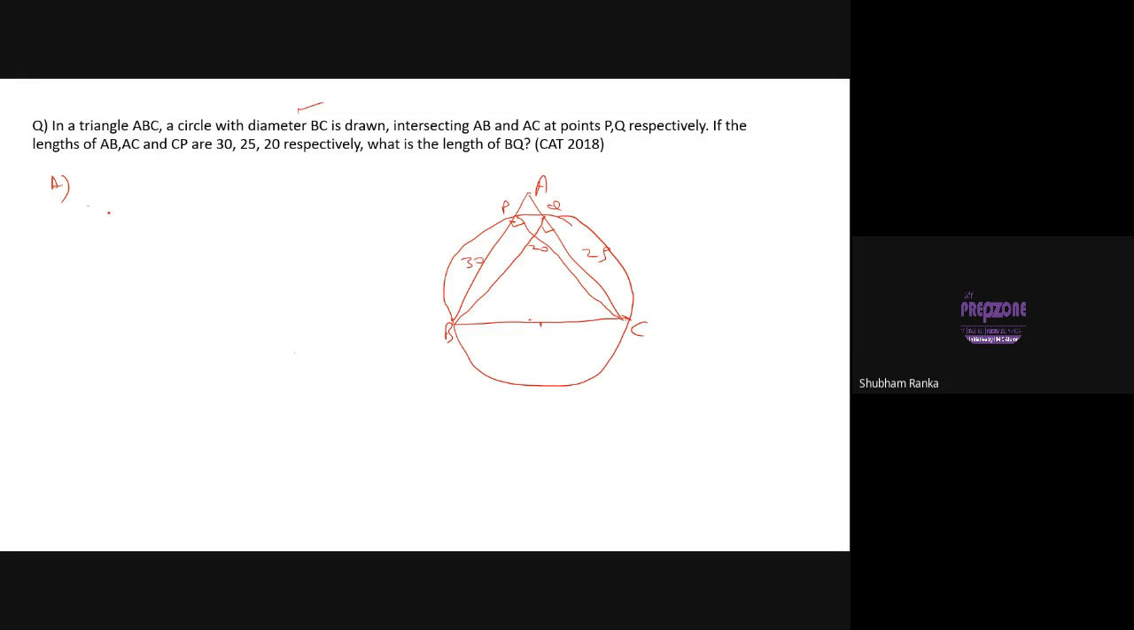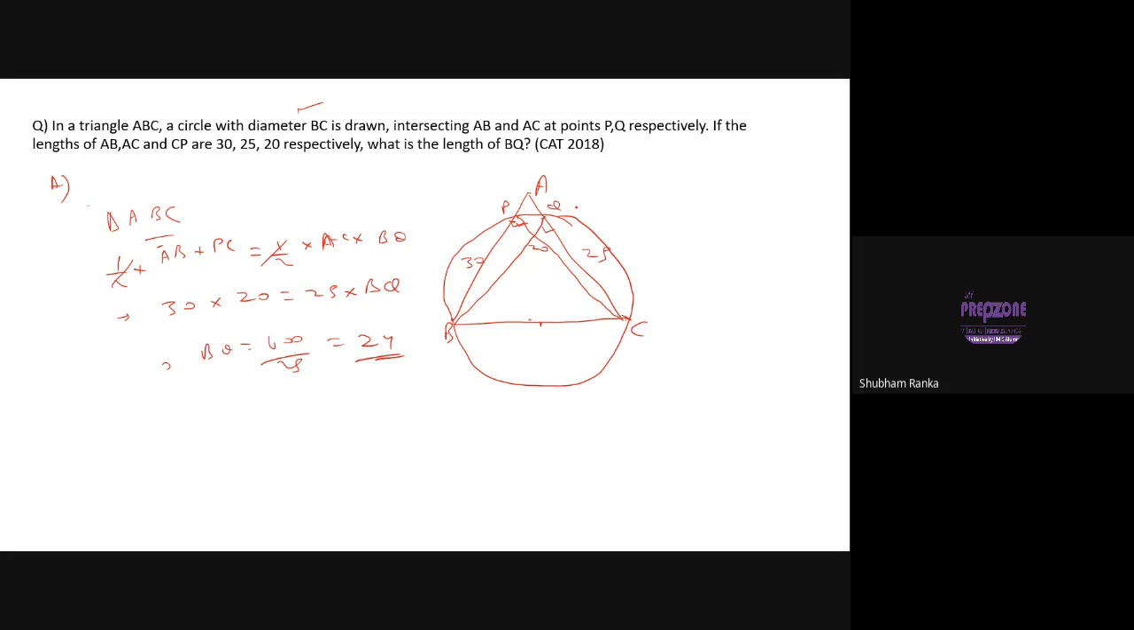So if I talk about the whole triangle ABC, the area would be half into AB into PC, because this is the height. Why is this the height? Because this is 90 degrees. Why is this 90 degrees? Because this is the diameter. This will be equal to half into AC into BQ. AB I know is 30 into PC, which is 20, equal to AC, which is 25, into BQ, which I need to find out. So BQ is simple: 30 times 20 is 600, over 25 is 24 units.